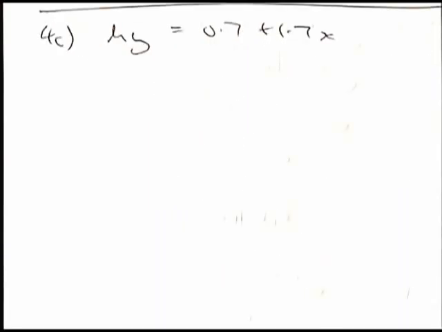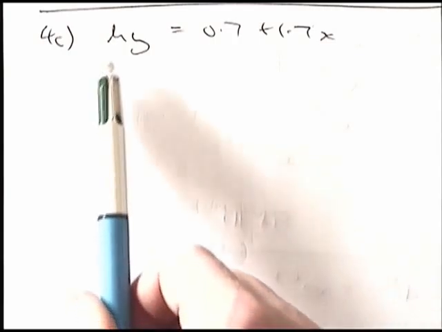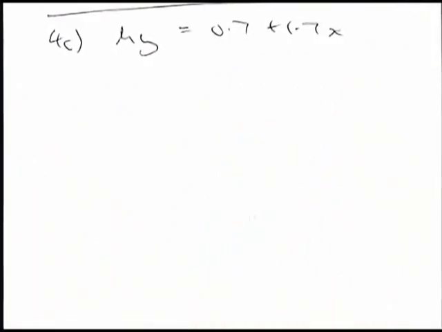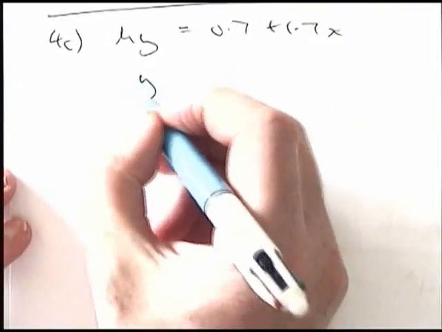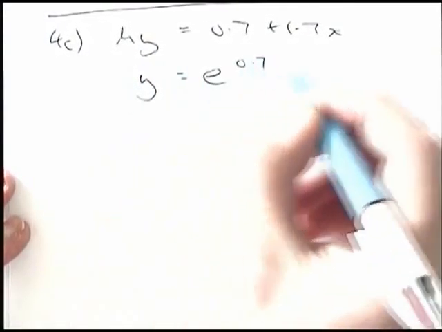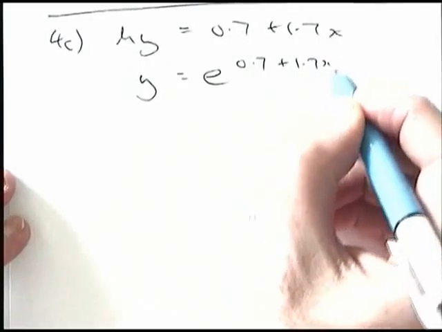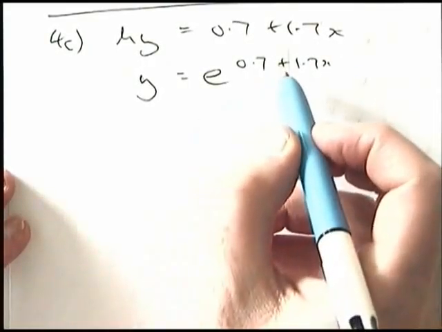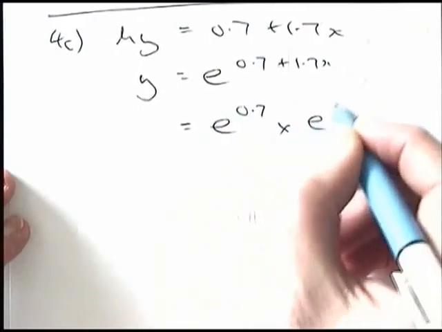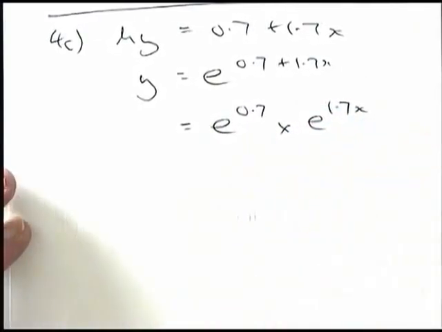Finally, what I'm going to do now is work through question 4, part C. To do the same thing, we've got log y, it's supposed to be an ln there, is 0.7 plus 1.7x. We want to rewrite it as y equals. So if I get rid of the logs here, I've got to do the e to the power of over here. Where I'm adding, that's the same as e to the first thing times by e to the second thing.